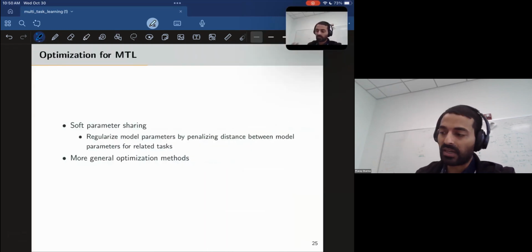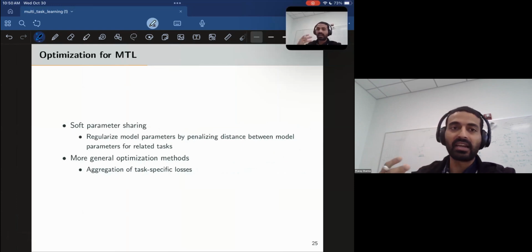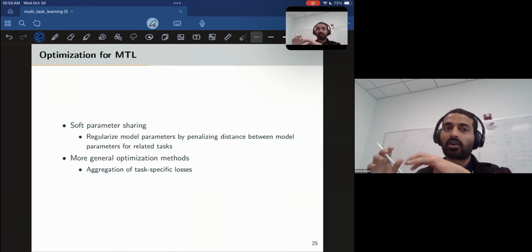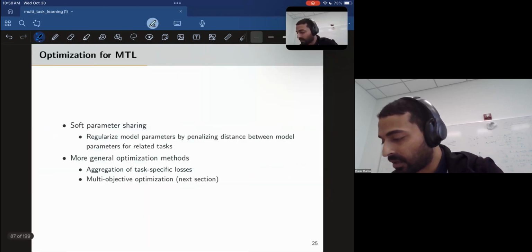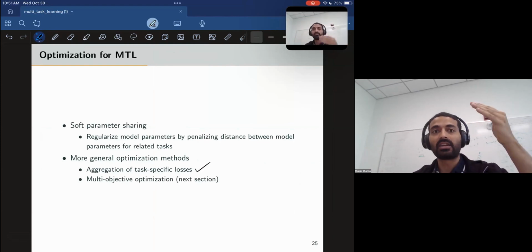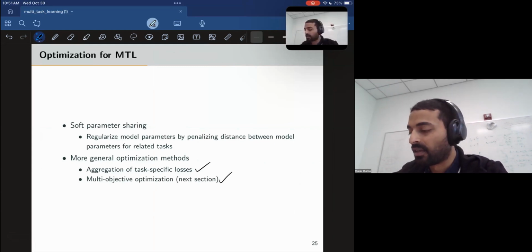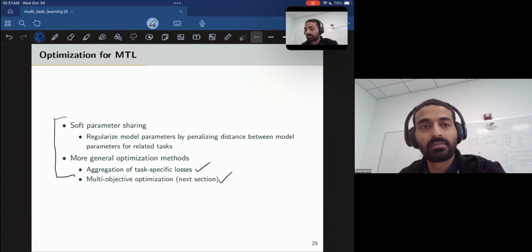And this is one idea, but there are more general methods to achieve something similar. So we can aggregate the different task specific losses in different ways to achieve different kinds of outcomes. And then there is something even more general, which is multi-objective optimization. So instead of aggregating the task specific losses, we consider all the losses separately. This is a huge area in itself, and we'll explore it in the next section. But in this section, we'll explore these things.